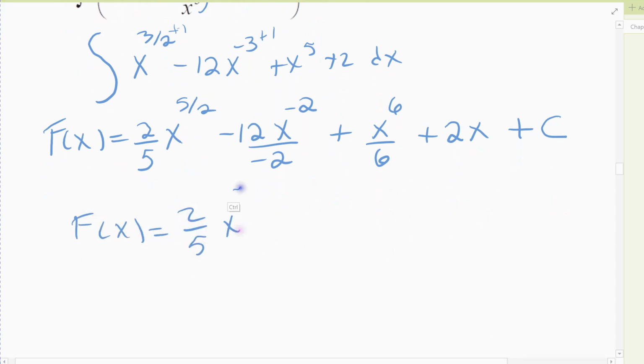2/5 is fine, x raised to the 5 halves. My negative 12 divided by my negative 2 will give me a positive 6, x raised to the negative 2. And it's fine. I'm fine if you leave it raised to the negative 2. My lab might want you to divide by x squared.